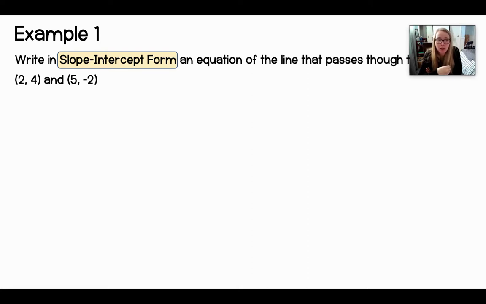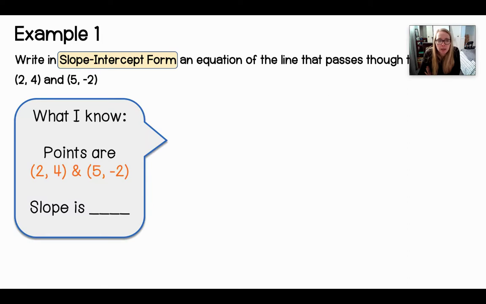Next, take a look at what information did they give you? Did they give you anything that you need? Well, they gave us 2 points, and neither of those 2 points is the y-intercept. So we're kind of stuck. So here's what we're going to do. First, we can find the slope. So we know how to find the slope from 2 points.